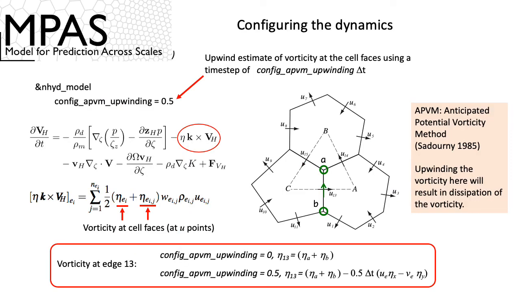The only term we're going to look at in the namelist.atmosphere that controls the configuration of MPAS-Atmosphere related to the dry dynamics and the horizontal discretization is the term config_apvm_upwinding. APVM stands for Anticipated Potential Vorticity Method, and this method was developed by Sadourny in the 70s and 80s, he and colleagues.